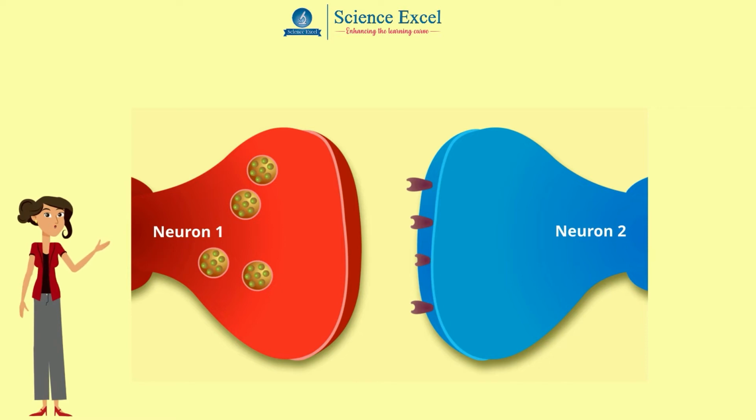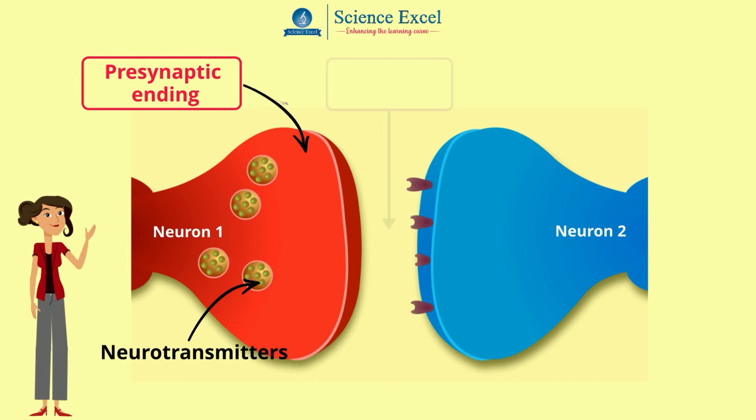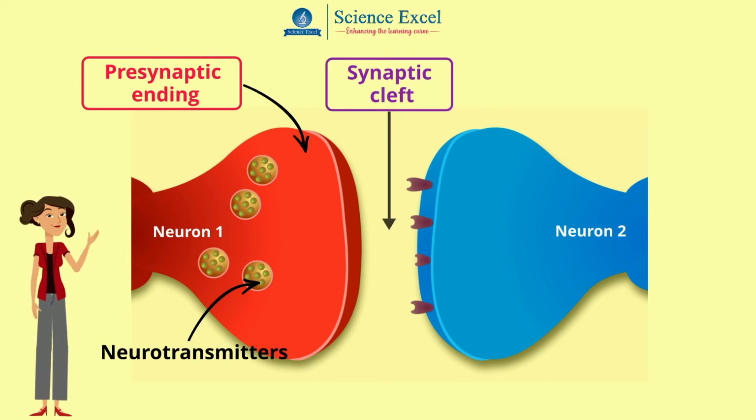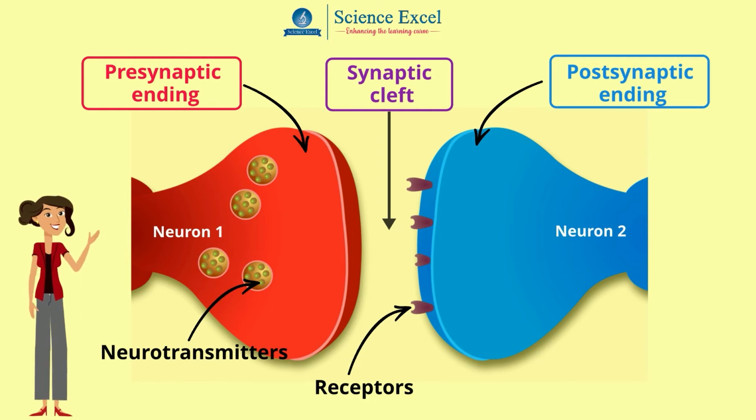Synapses are composed of three parts. The presynaptic ending, where the signal is initiated and contains the neurotransmitters. The synaptic cleft, which is a microscopically small gap between the two neurons. And the postsynaptic ending that contains the sites for the receptors, that is, molecules which receive signals for a cell.